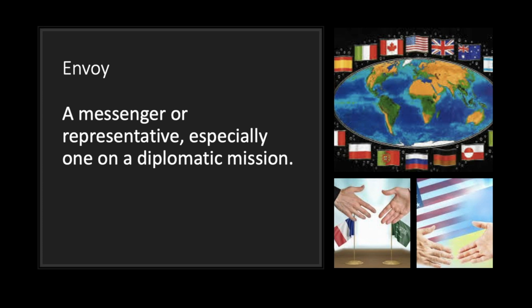Next we have Envoy. No, it's not the car. We're not talking about the Chevy product or the GM product. This is a messenger or representative, especially one of a diplomatic mission. So an envoy is basically a representative of a government that goes to another government and represents them in a way much like a diplomat would.